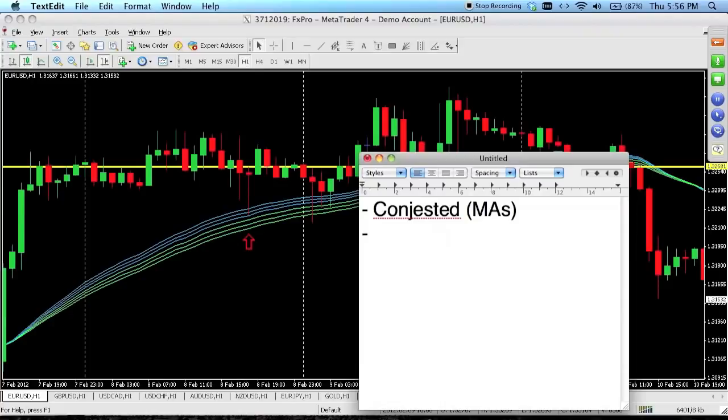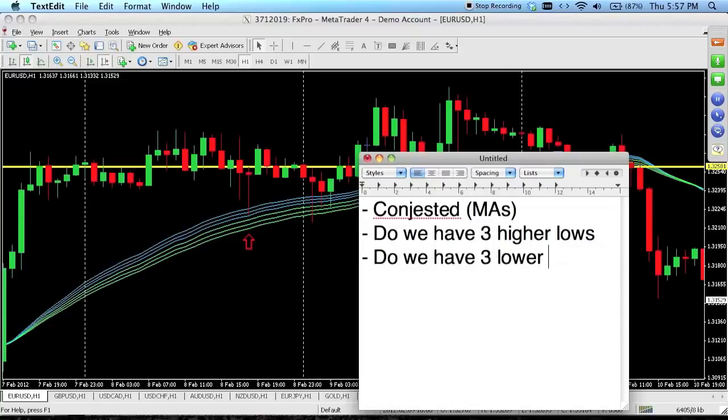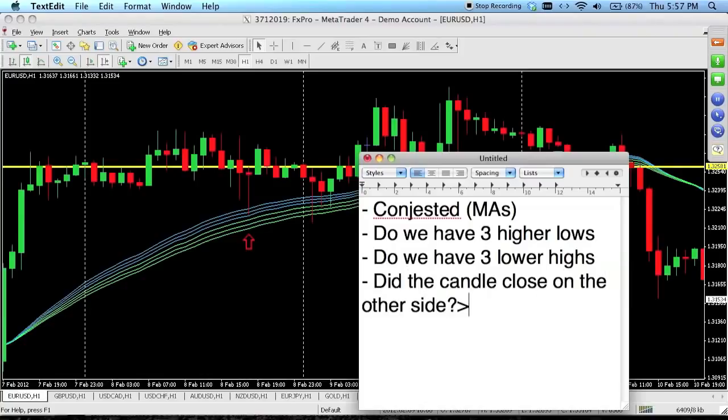Next thing we need to check, do we have three highs, three higher lows, or do we have three lower highs? Okay, it can be a little confusing here, but I'll explain that to you. And finally, did the candle close on the other side? Okay, these are the things you want to look at first. If any of these things are incorrect, trade is voided.